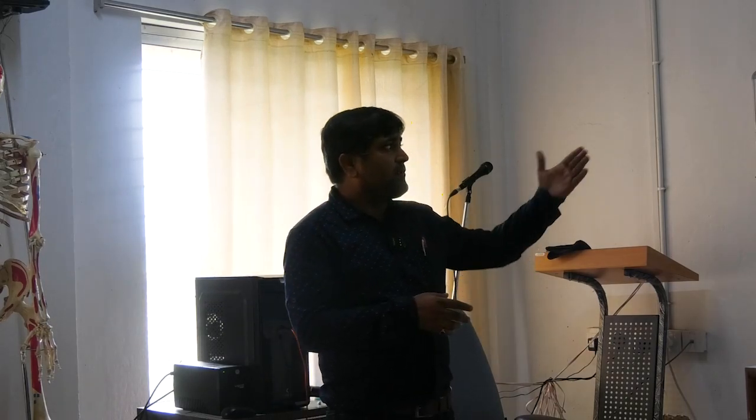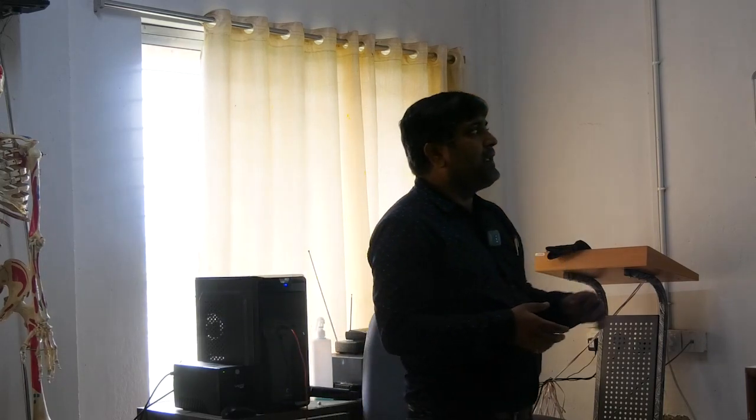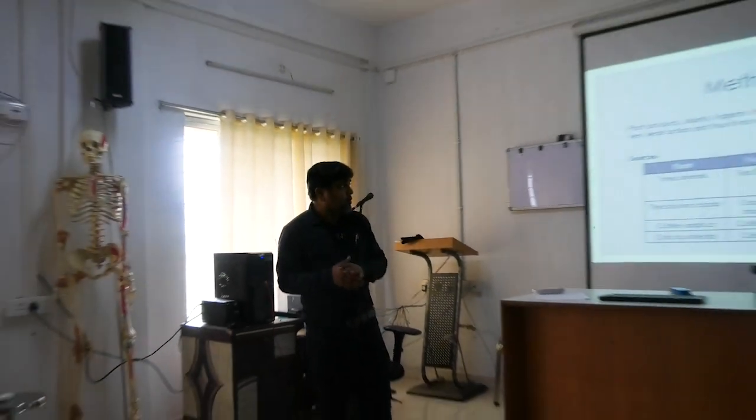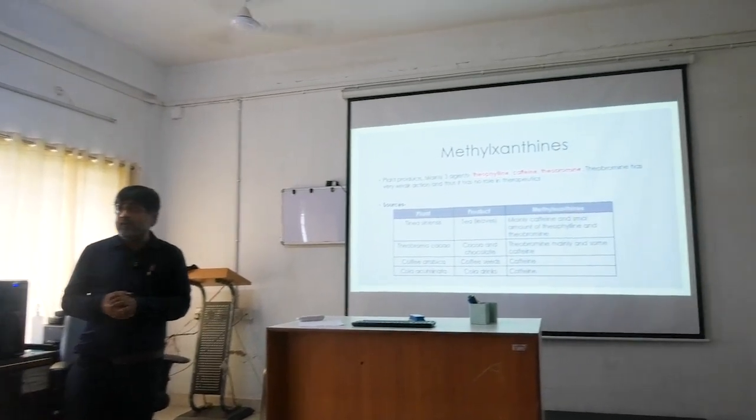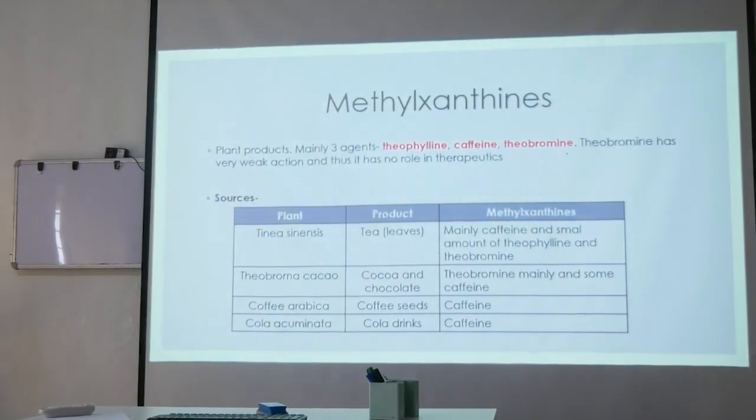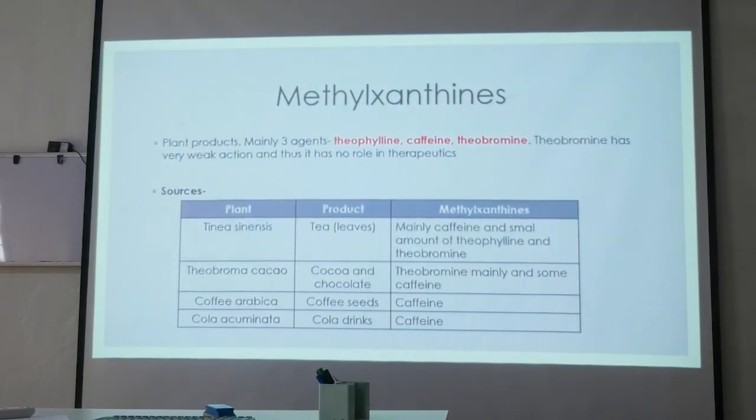Now coming to the sources of the methylxanthines: these are basically tea leaves, cocoa and chocolate, coffee seeds and cola drinks. In tea leaves, we mainly get caffeine and a small amount of theophylline and theobromine. In cocoa and chocolate, we mainly get theobromine and some amount of caffeine, and from coffee seeds and cola drinks, mainly caffeine.